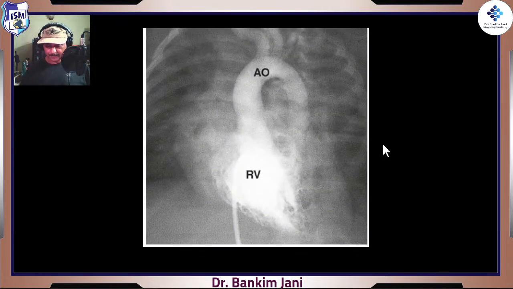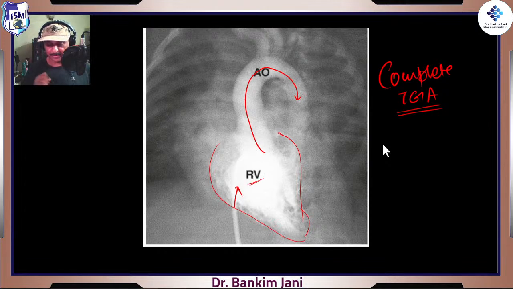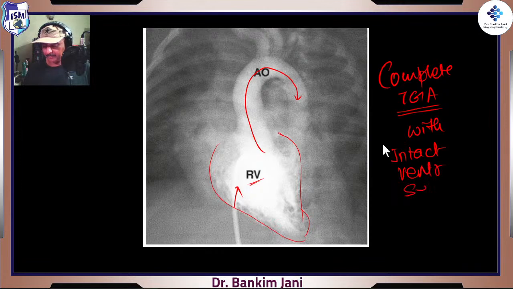See here. This is the information we get. This is in the right ventricle. We inject the dye, and see, it is completely restricted to the right ventricle. So this is a complete TGA. Why are we calling it TGA? Because the right ventricle is so nicely giving rise to the aorta. So this is complete TGA. But is there any VSD? No, VSD is not there. So we'll call it intact ventricular septum, IVS.